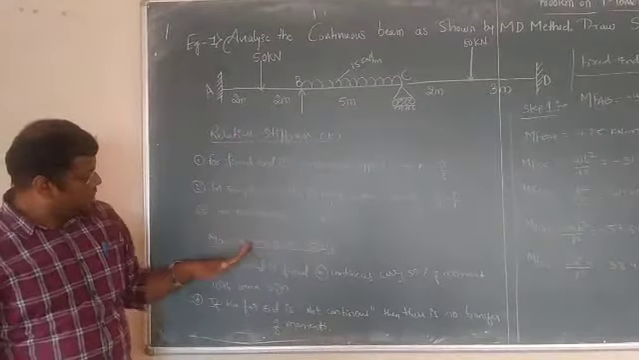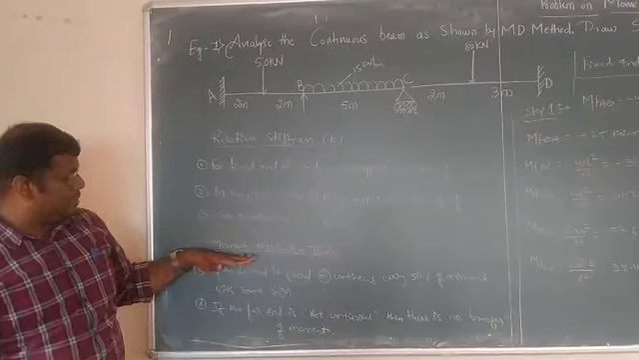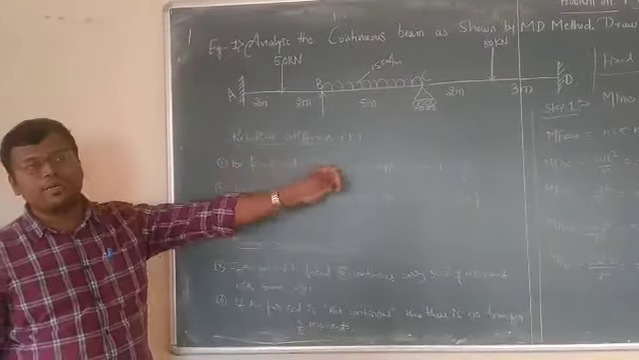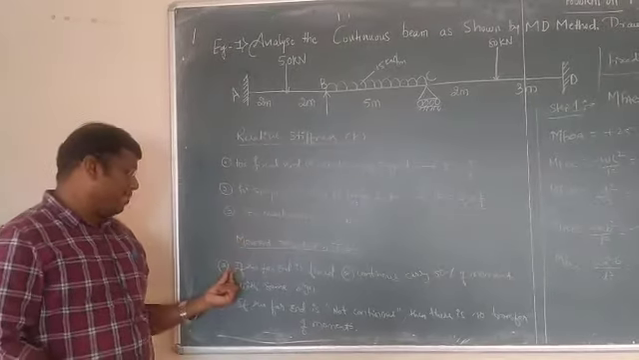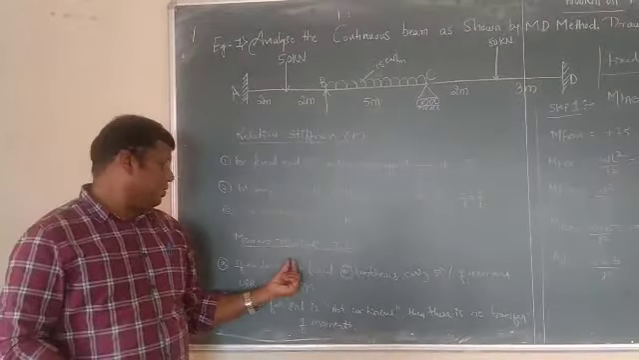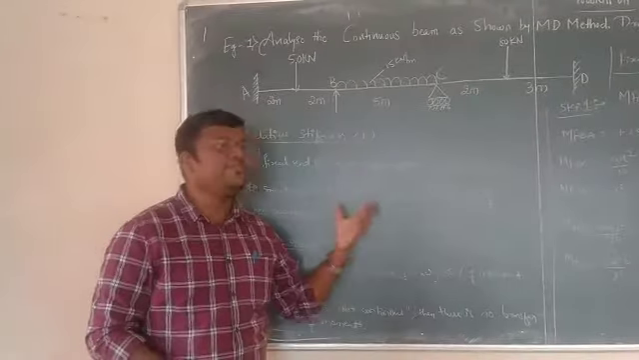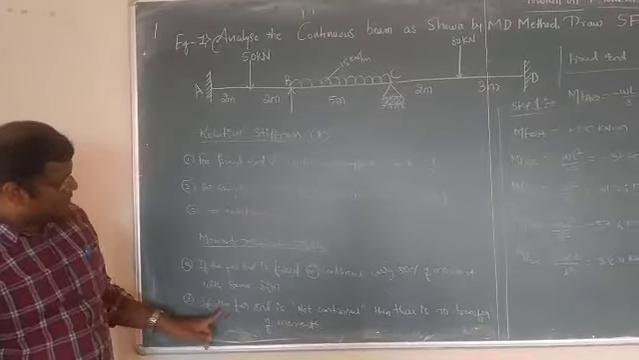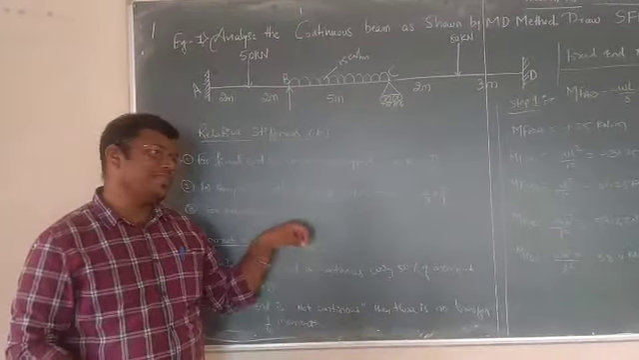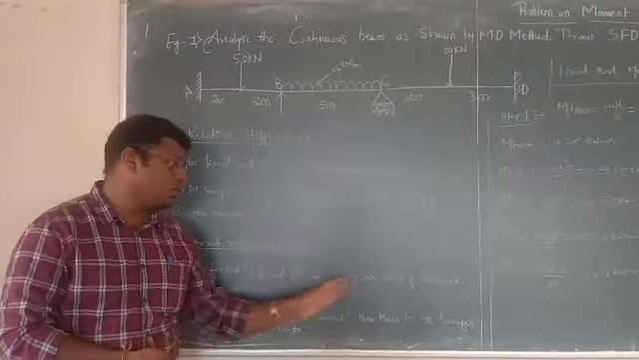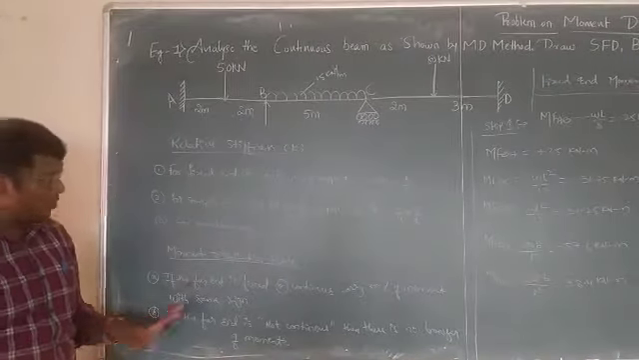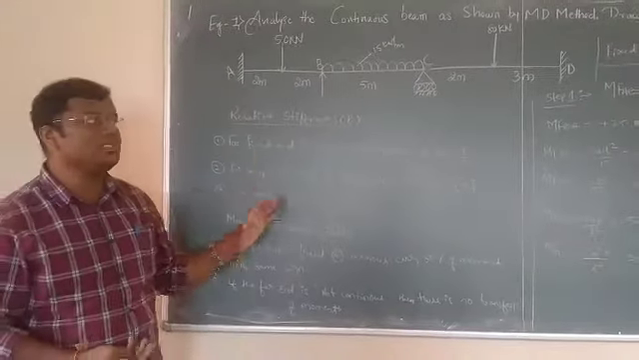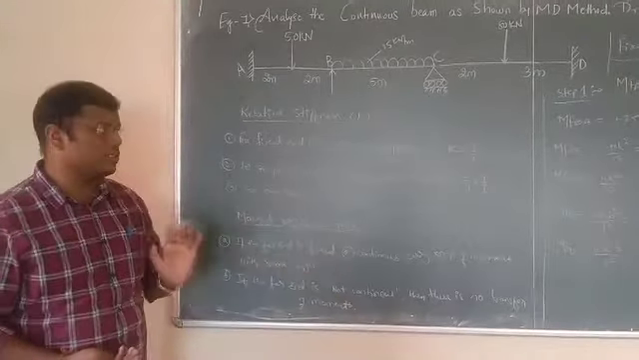Now let us go through this statement because we are going to use it when we prepare the moment distribution table. Here I have written, if the far end is fixed or continuous, we have to carry 50% of the moment to the far end. If the far end is not continuous, when we come across a simple support or roller support, there is no need to transfer any of the moment to the far end. This line we are going to use in the moment distribution table. When we come to the table, we will make use of this.